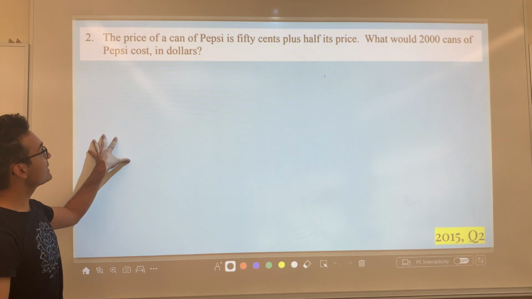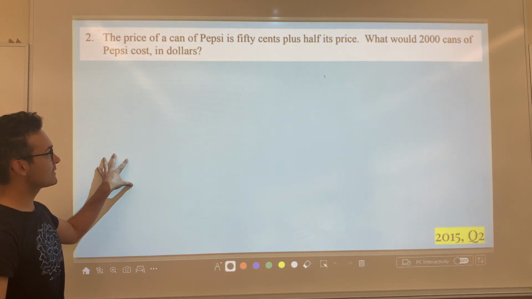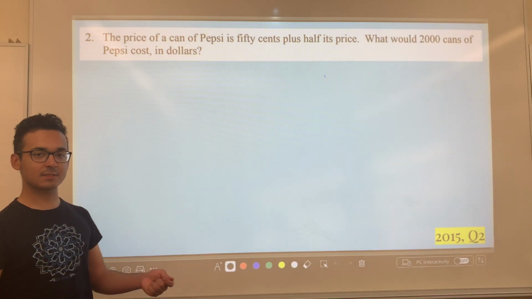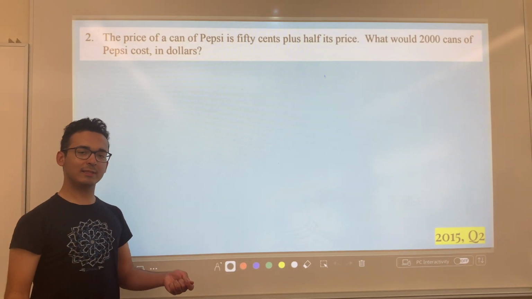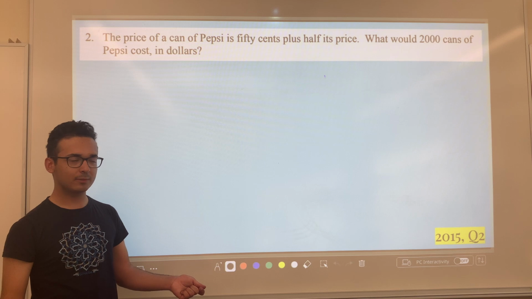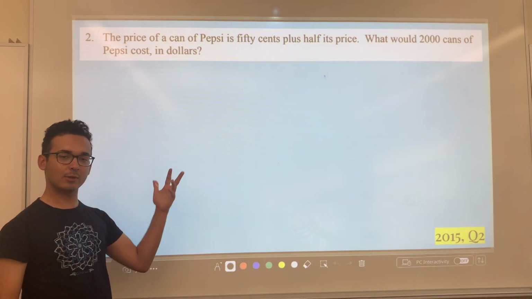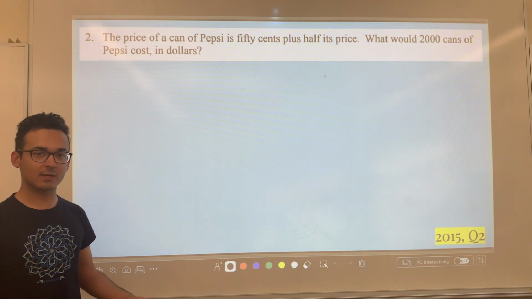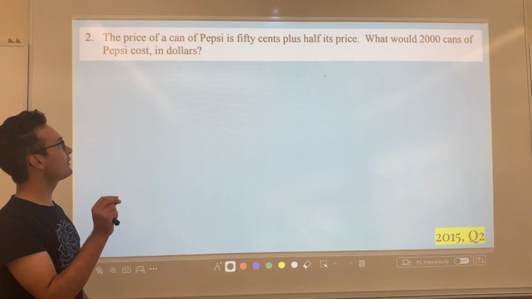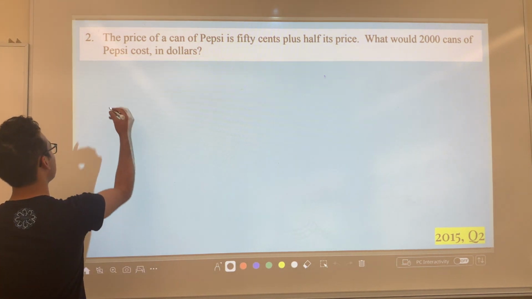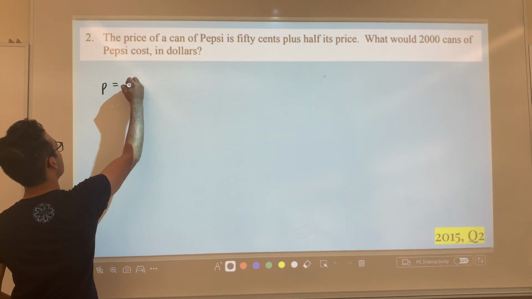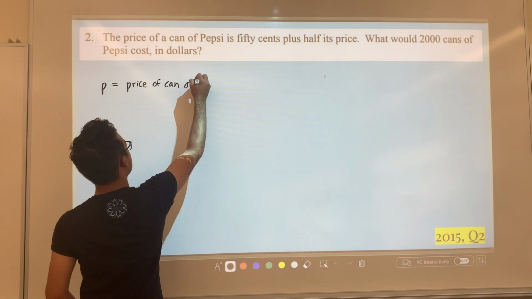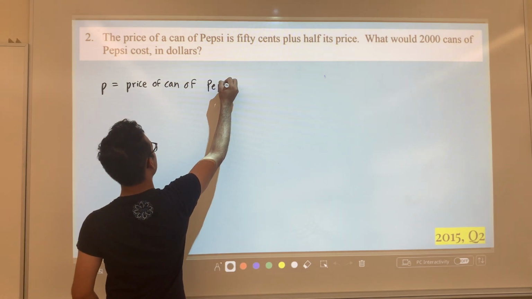Okay, the price of a can of Pepsi is 50 cents plus half its price. What would 2,000 cans of Pepsi cost in dollars? Again, not really a star operation problem. They're not defining one and you're not plugging numbers in, but it's still an arithmetic question and we can solve it. So the price of a can of Pepsi. Let's define that. Let's say P is equal to price of can of Pepsi.